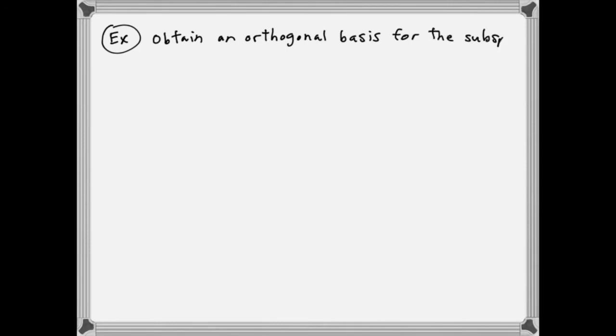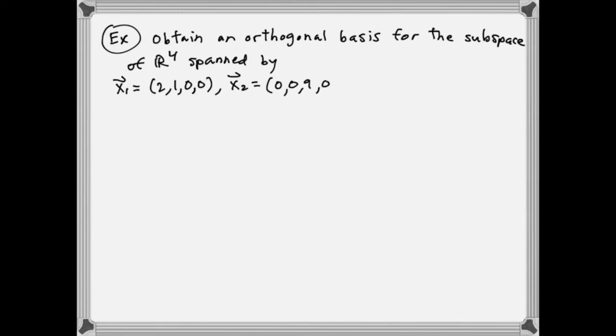Let's do an example. Obtain an orthogonal basis for the subspace of R4 spanned by the following three vectors. We've got x1, which is equal to (2, 1, 0, 0), x2, which is equal to (0, 0, 9, 0), and x3, which is (-4, 0, 0, 9).